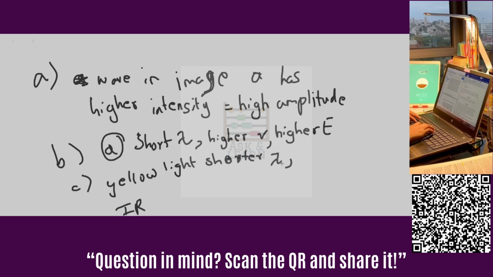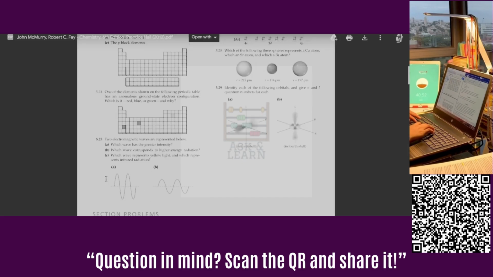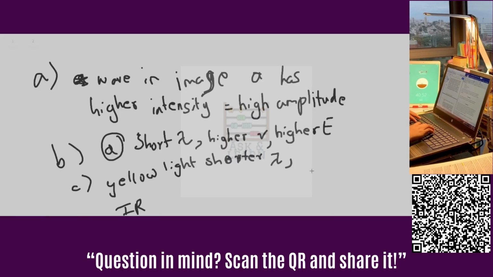Let's take a look back at the question. Which one has the shortest wavelength? Wave A. So the answer is A for yellow light. Infrared is going to be B then, because it has a longer wavelength, lower frequency, and less energy.